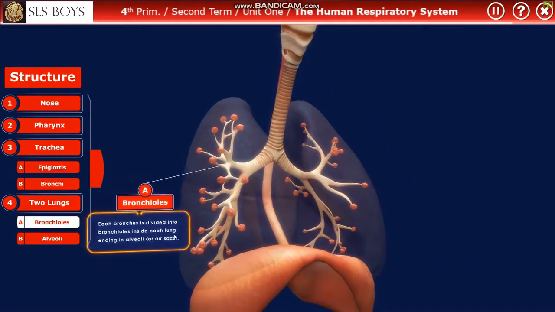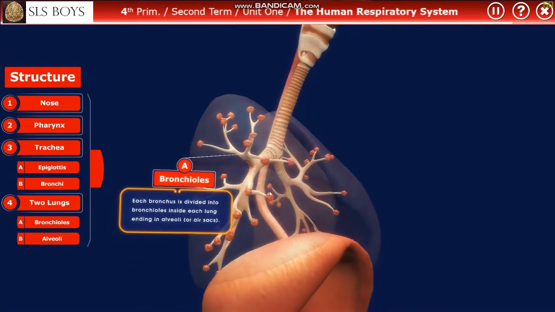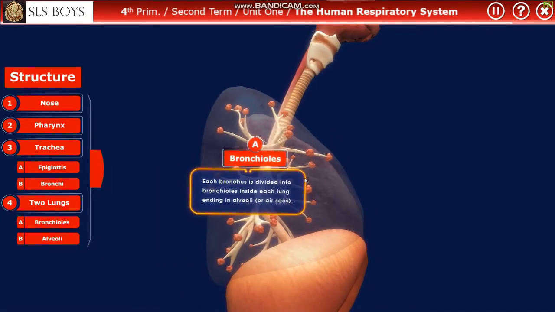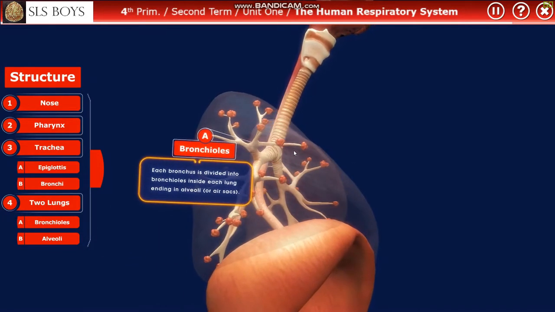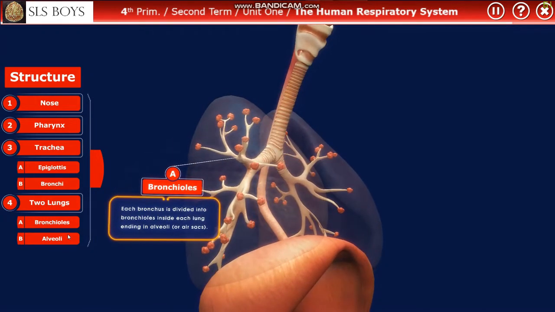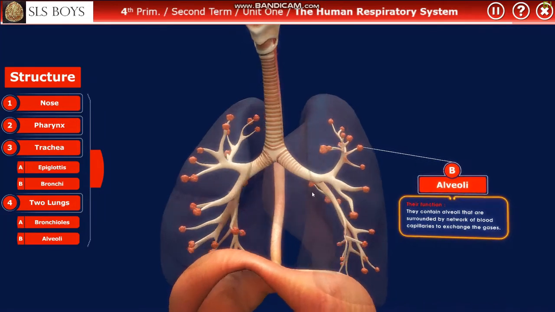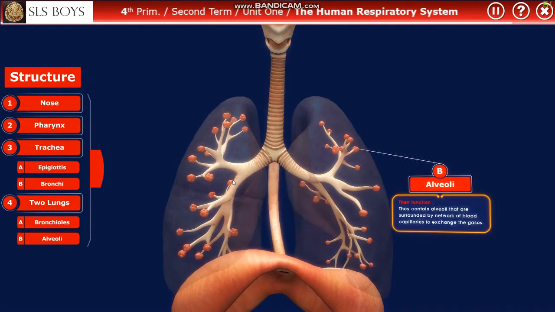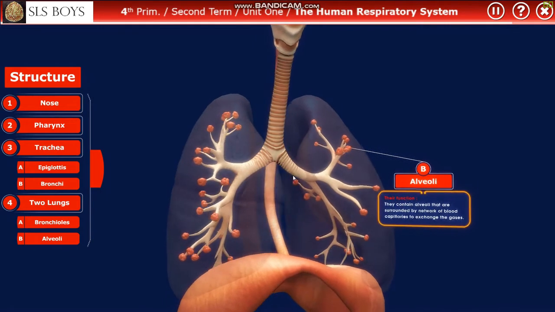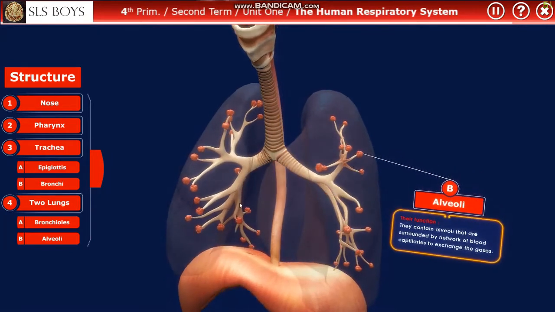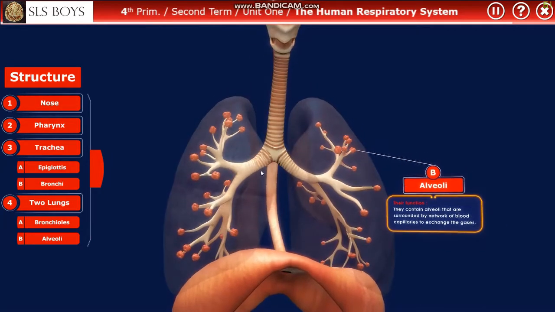Each bronchus is divided into bronchioles, as we said, inside each lung, ending in the alveoli, which are the air sacs we talked about. The function of the two lungs is the gas exchange that happens in them. And we said the gas exchange happens between the oxygen and carbon dioxide gases.